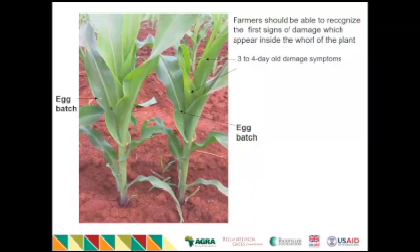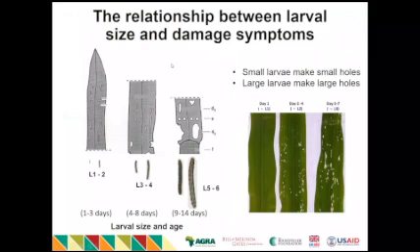Now, why is that important? And the answer is straightforward and simple. This is the time when chemical control should be applied, or any control measure for that matter, because once the larva is 7 or 8 days old, control measures are not effective anymore. So farmers need to be able to identify whorl damage at a very early stage. So there's a strong relationship between larval size and the type of damage it causes. And this progression or succession in damage is something that you can try to explain to farmers and train them.